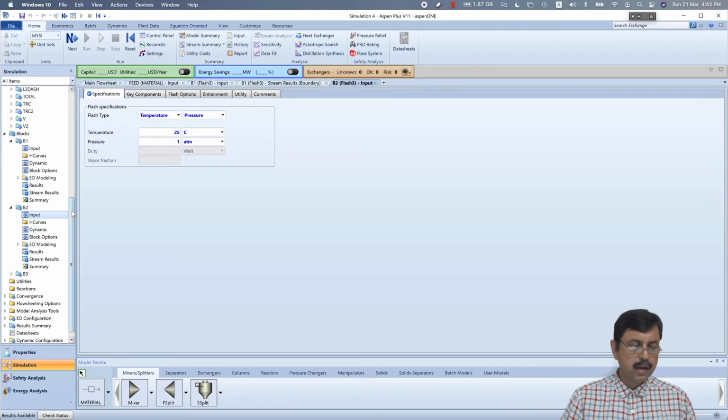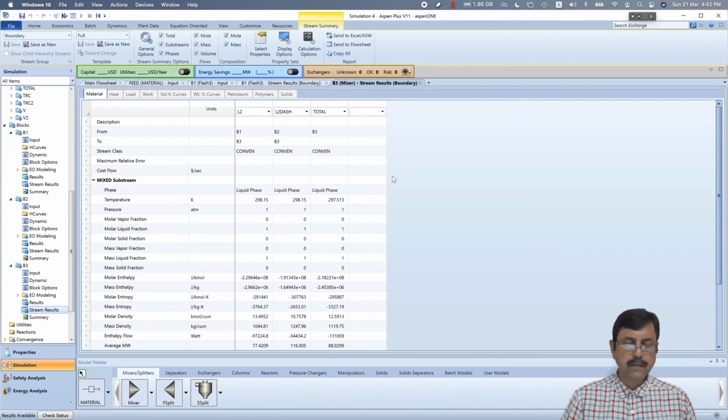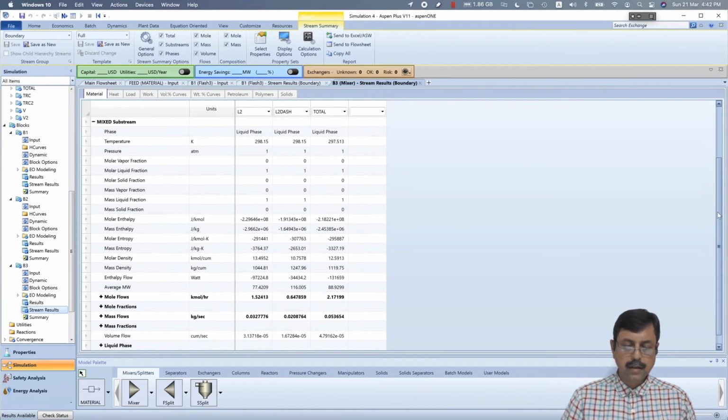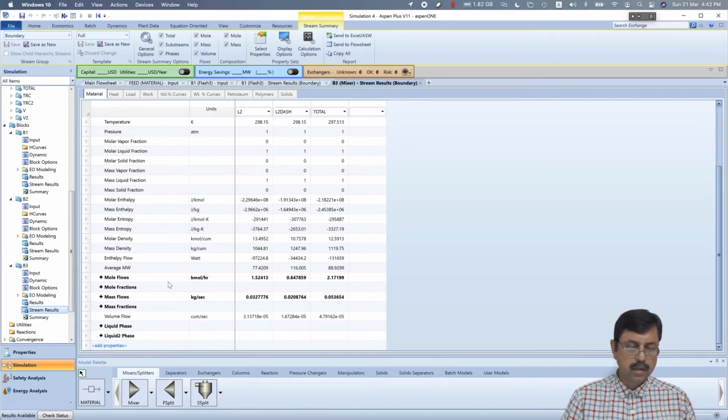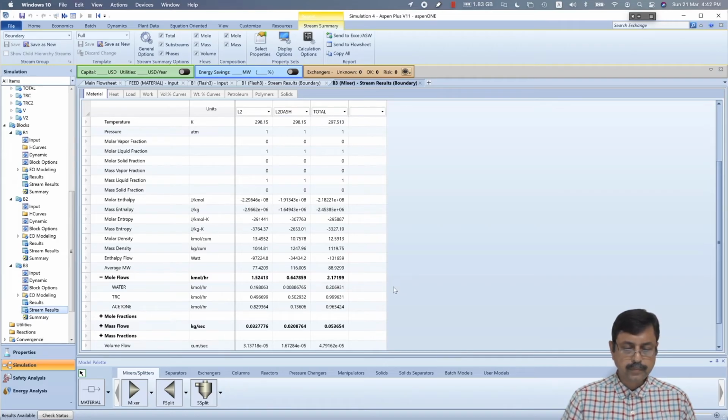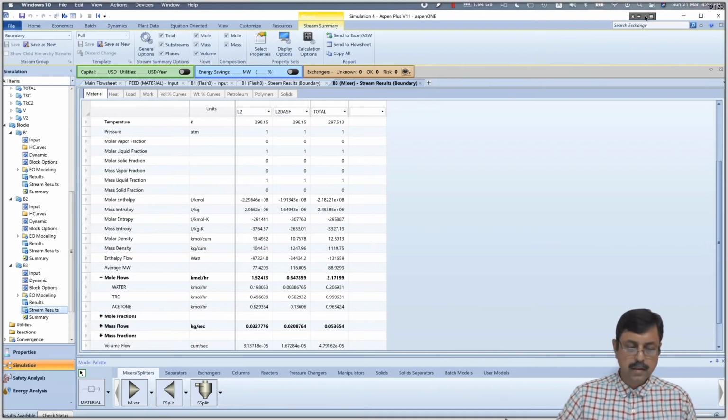Okay. Now we have to check the stream result of B3 because it will give us the output total. Now you check what is the output in B3. Here we see the amount of acetone is 0.96. So 96%.